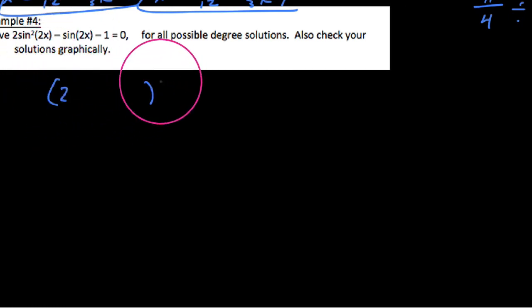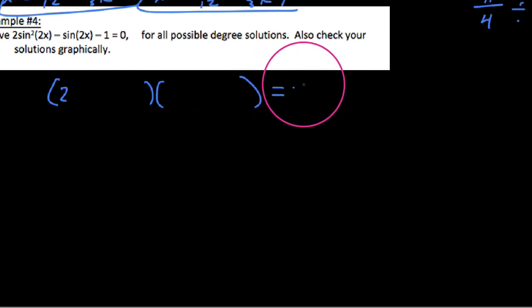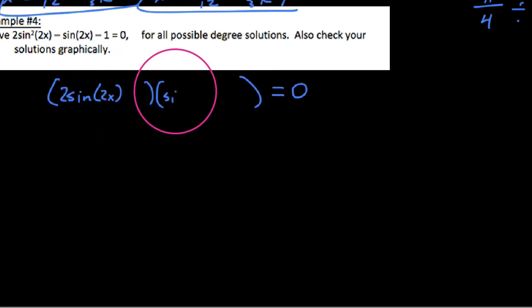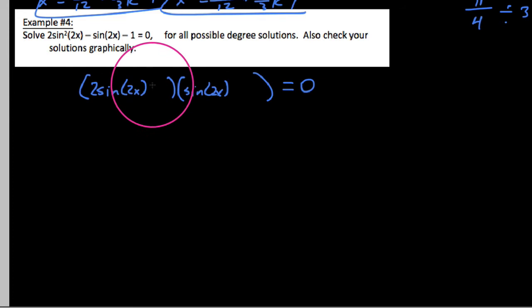And so just like we've factored in the past, we're going to do the same kind of idea here, except instead of 2 sine of x and sine of x, I have 2 sine 2x and sine of 2x. These will multiply out to be my sine 2x squared. And then moving forward, we say, well, what can I multiply to get a negative 1? So maybe I try like a positive 1, negative 1 combination.